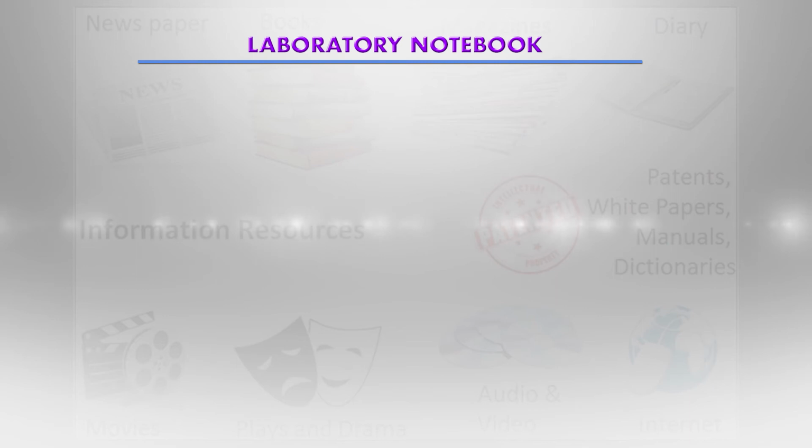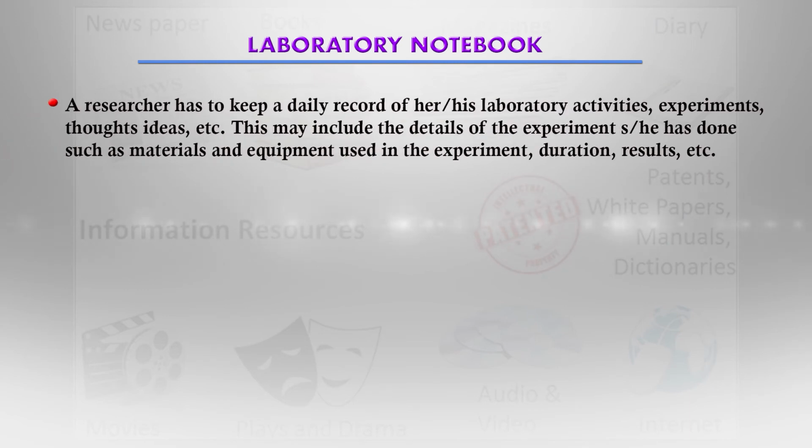Then comes the laboratory notebooks. A researcher has to keep a daily record of his or her laboratory activities, experiments, thoughts, ideas, etc. This may include the details of the experiment he or she has done, such as materials and equipment used in the experiment, duration, result, etc. So, everything that is noted in the laboratory notebook becomes an important part of the primary sources of information, because it contains first hand information related to any research or experiment.